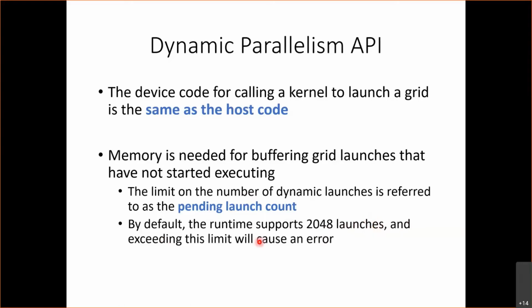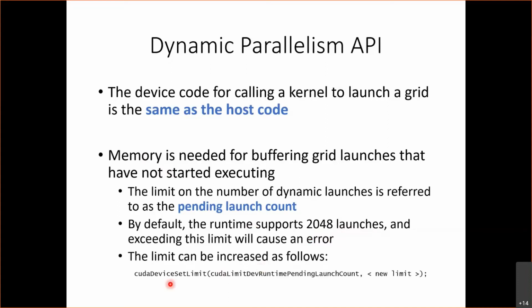If I exceed this limit, I will get an error, or I might just hang. So if we know that we plan to use more than 2,048 launches, then we can tell the runtime to allocate more memory by increasing this limit. The way to do that is using this command, cudaDeviceSetLimit. This lets me set all kinds of limits on the GPU. The particular limit I'm interested in today is the pending launch count. So if we anticipate more than 2,048 launches on the GPU, we can increase this limit using this command over here.